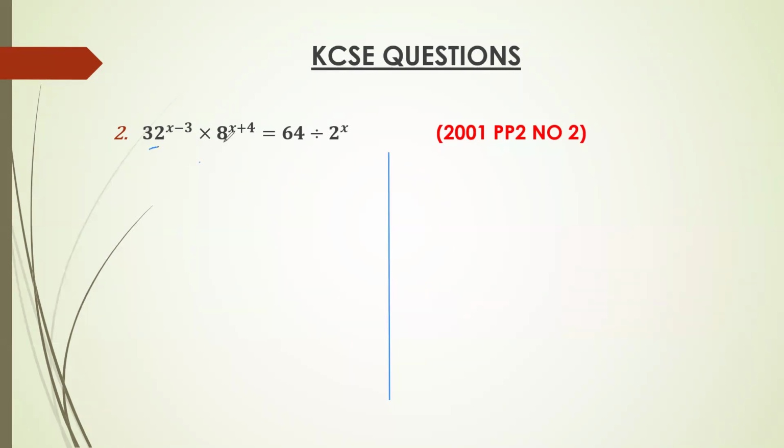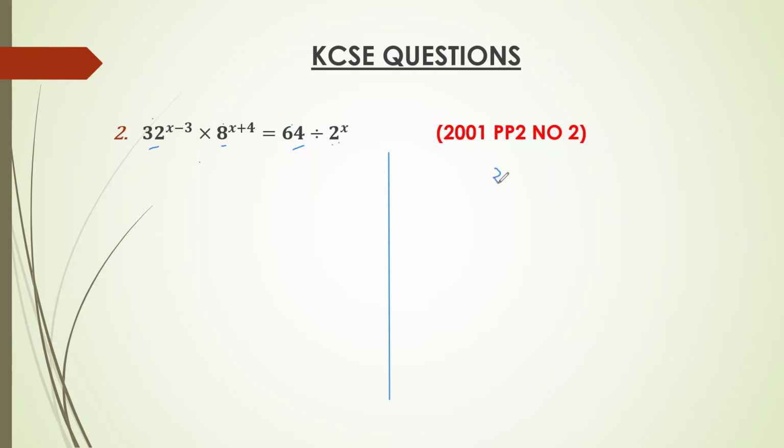Now, we have 32, 8, 64. So let's make these to have the same base, in which our common base hapa ni 2. So hii 32 itakuwa na 2 power something, na hii 8 itakuwa na 2 power something, na hii 64 itakuwa na 2 power something. For you to know that, it's very easy.